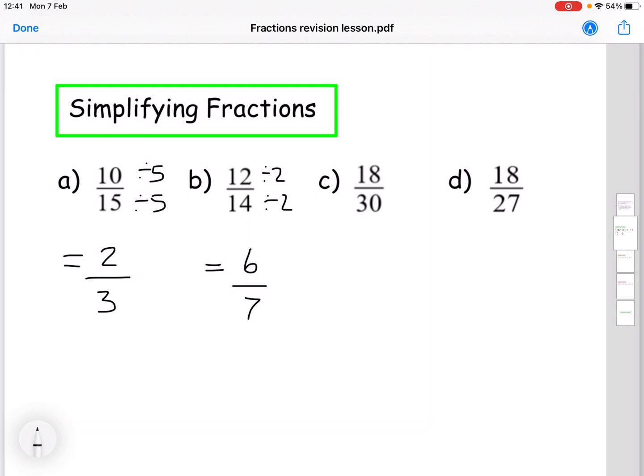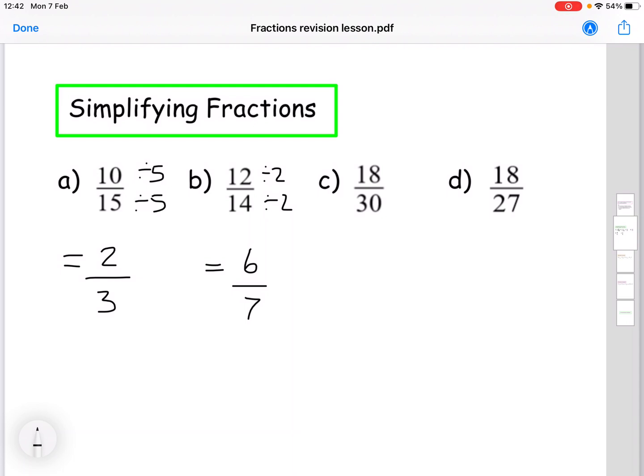Now the next two are slightly bigger numbers, so just take your time to think what you could divide them by. For C, we've got 18 over 30. You want to think what they both divide by, or what times table they're both in. You might say, well, 18 and 30 both divide by 6. If it's quite a big number, you can also go for something smaller to divide by and do it in more than one step.